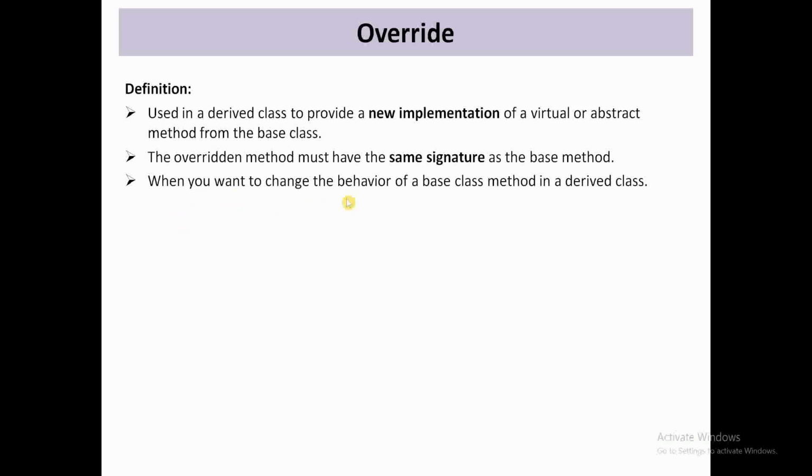When you want to change the behavior of a base class method in a derived class, if we want to implement new things or new logic in a new method, then we can go with the override keyword. We can do those things in a derived class.